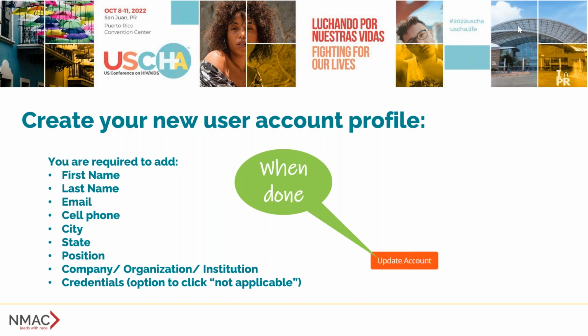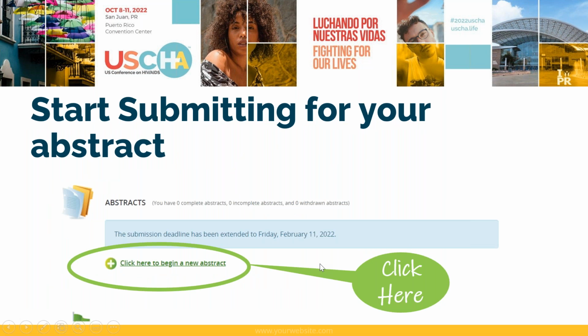The information here is what you'll be required to submit. These are the red asterisk pieces. So you'll have your first name, last name, email, cell phone, city, state, position, organization, and credentials. If you have none, you can select not applicable, then click update account. So I'm moving on into actually how you enter the content once you've created your account. And you'll be able to log back in multiple times to make the updates as necessary. So you might just create an account one day and go back in to enter in your abstract information.